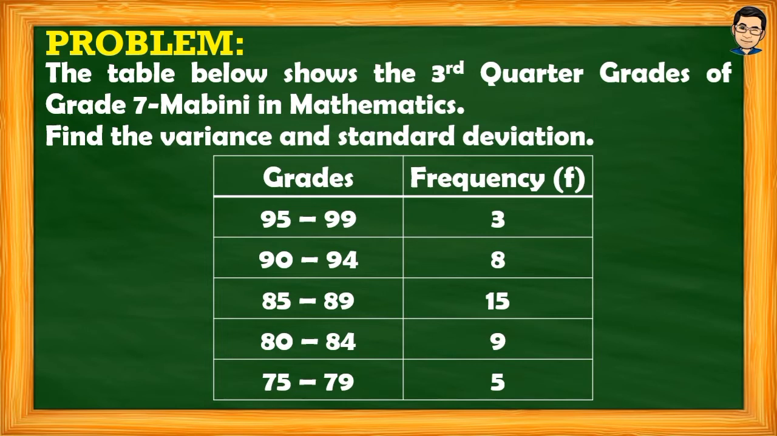And then on the second column, you can see frequency. Ibig sabihin, how many students got a grade of 95 to 99, from the class range 95 to 99. Tatlo po yan. You can see, yung 85 to 89, yun yung pinakamataas ang frequency. Ibig sabihin, maraming students ang nakukuha ng grades na ganyan from 85 to 89.